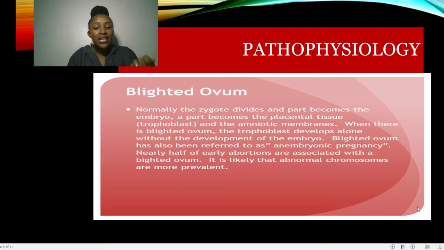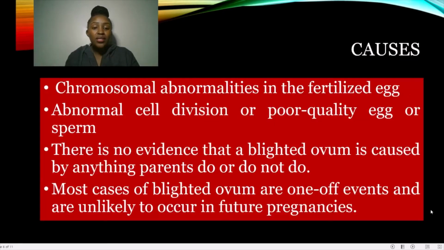It is likely caused by abnormal chromosomes, which are very prevalent in the general population. So causes: chromosomal abnormalities have been known to cause this in fertilized eggs. Abnormal cell division, on the other hand, could also lead to a blighted ovum, and this could either be because of a poor egg quality or poor sperm quality.